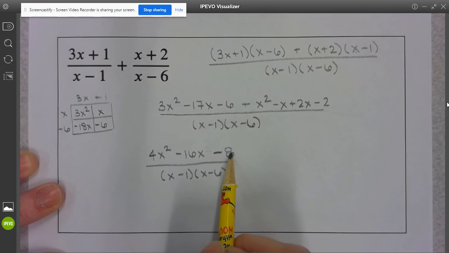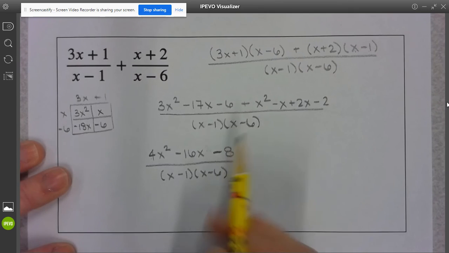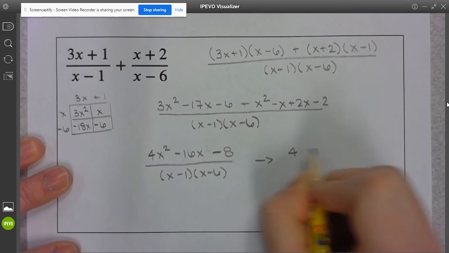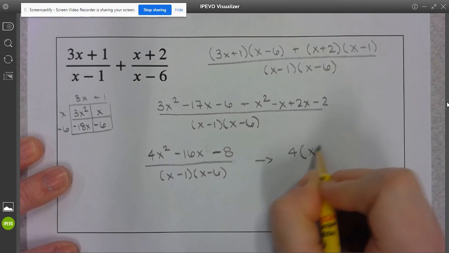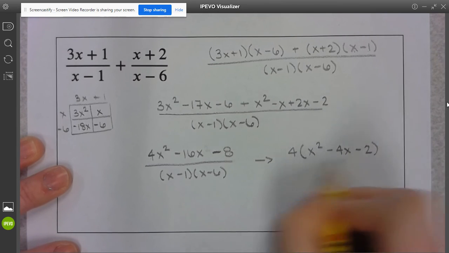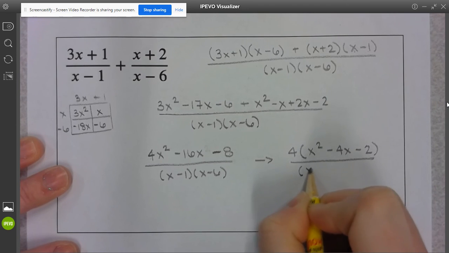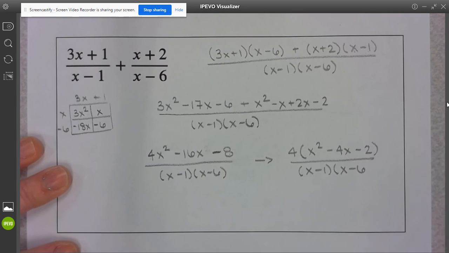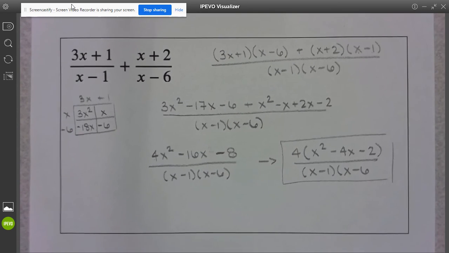Looking at these, all of those are divisible by 4. So I'm going to do that. I'm going to factor out that 4. So I'll have 4 times x squared minus 4x minus 2. This is not factorable. So that's as simplified as I can make it.